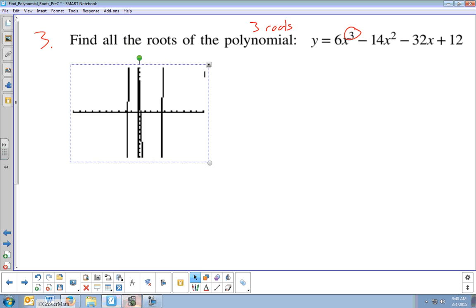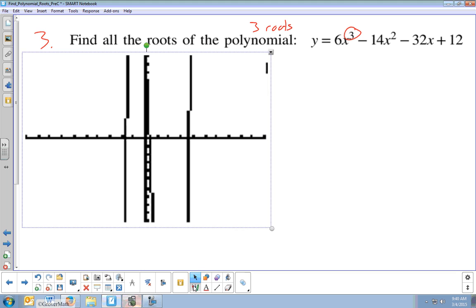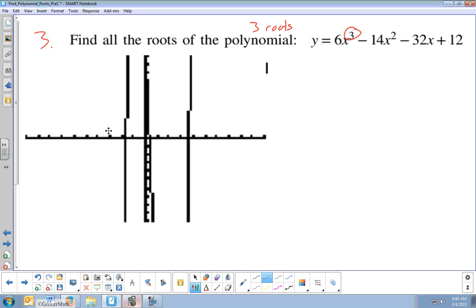Now, you don't need to draw this picture, and I'll probably delete it in a moment, but I just want to point out where these roots are. Remember, roots are where it crosses the x-axis. That's right here. So we have 1 here, we have 1 here, and we have 1 here. We need to figure out what these are.